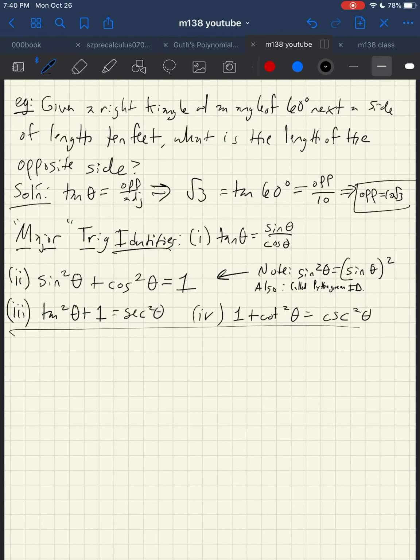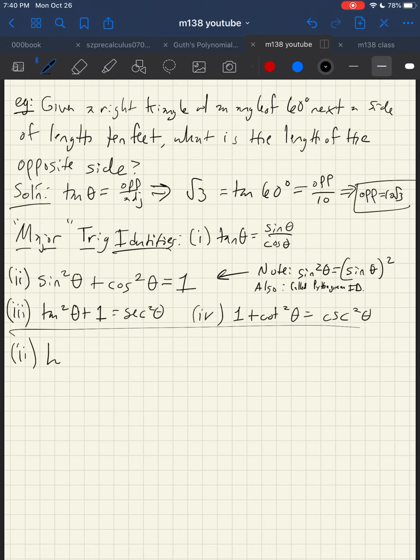Okay, so number 1 just follows from the definition of sine and cosine and tangent, with the opposite over the adjacent coming from opposite over hypotenuse divided by adjacent over hypotenuse. So now let's look at number 2.